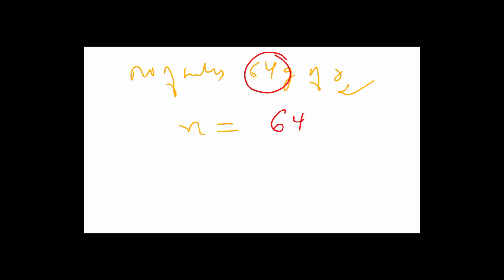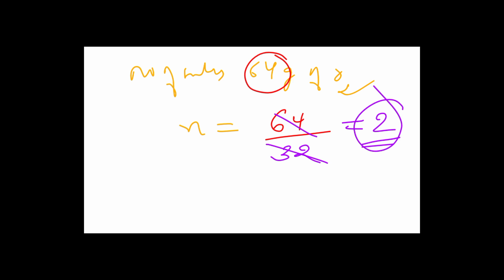Let's say we have to find the number of moles present in 64 grams of oxygen. The number of moles is given by the given mass, which is 64, divided by the RMM of oxygen, which is 32 grams, isn't it? So upon cancelling we get a result of 2. So the number of moles of oxygen gas present in 64 grams is 2 moles.